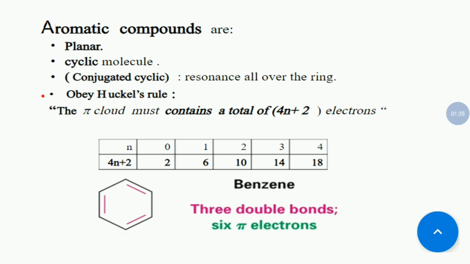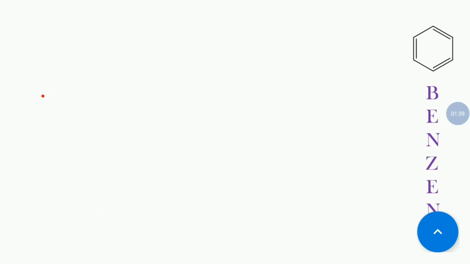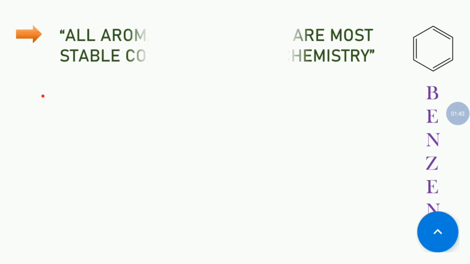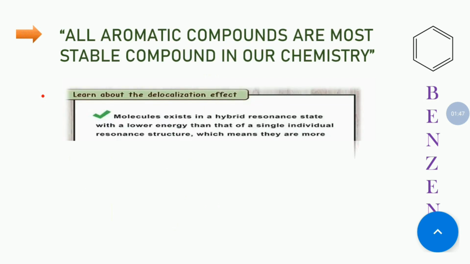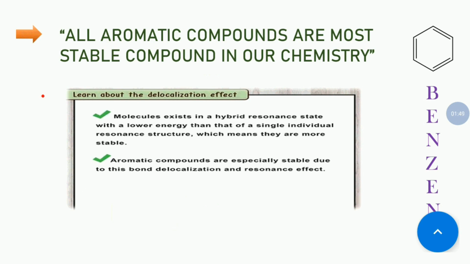Now I am telling you a very important thing: all aromatic compounds are the most stable compounds in our chemistry. You have to memorize this statement because it can come in your exam as true or false.